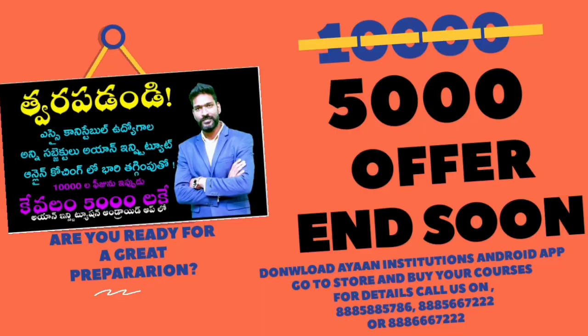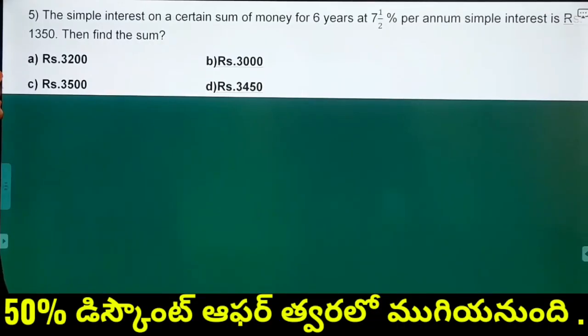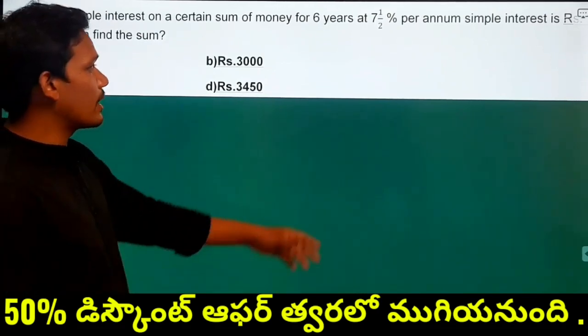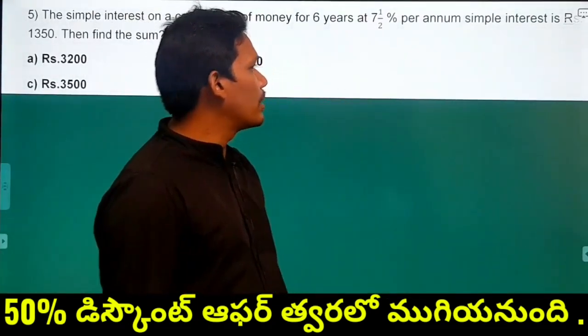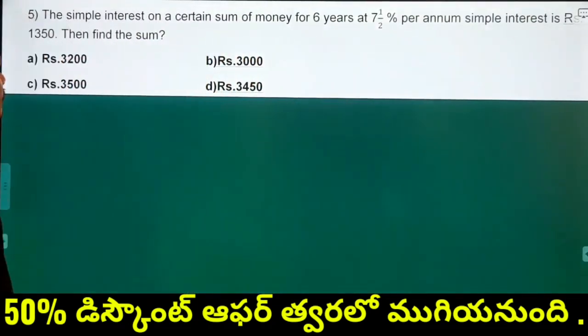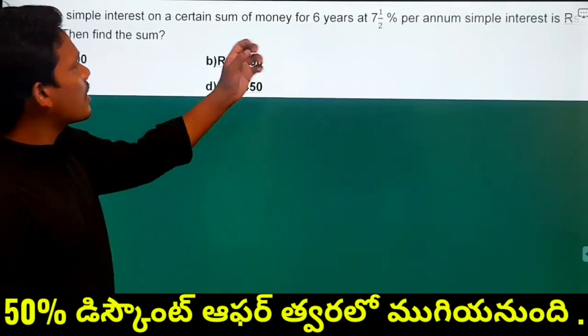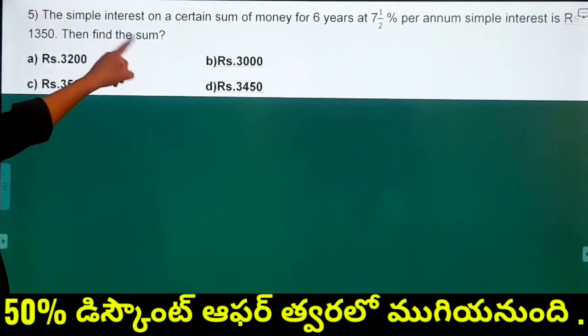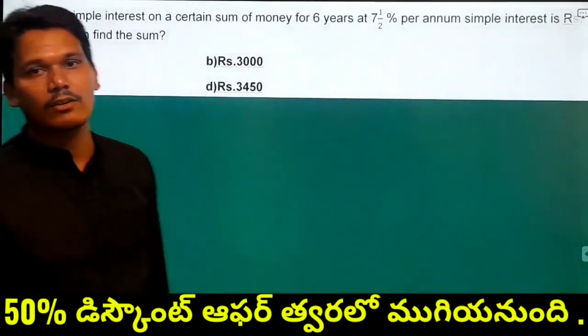What is the next question here? The simple interest on a certain sum of money for 6 years. He has given time as 6 years, and the rate of interest is 7 1/2% per annum. Simple interest is rupees 1350. So first he is saying that he has given the simple interest value equal to 1350. What is it asking? Find the sum. The sum we can call the principal.